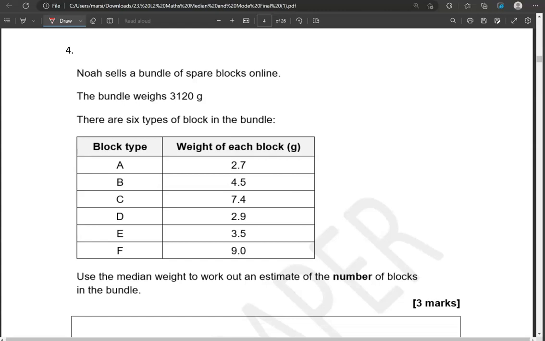So we've got these decimals: 2.7, 4.5, 7.4, 2.9, 3.5, 9.0. I'm going to do this on the side. So the smallest of them all is 2.7, then 2.9, then we have 3.5, then 4.5, 7.4 and 9.0. To find the middle one, we're going to cross out one on each side.